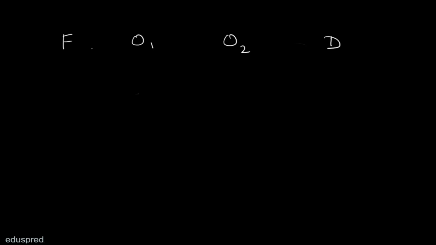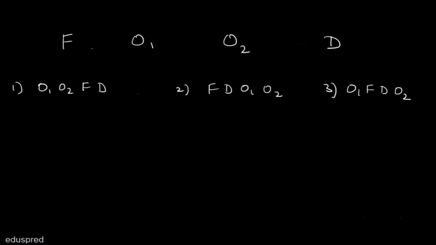Now let's write some of the possible arrangements of this word. So let's say the first arrangement is O1, O2, FD. Another possible arrangement could be, let's say, FD, O1, O2. Or one more possible arrangement could be O1, FD, O2. So these are 3 possible arrangements that we have here.